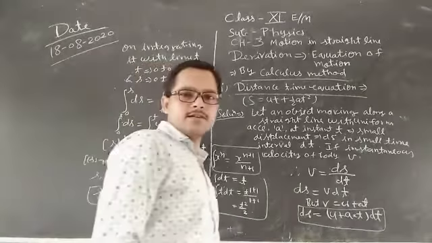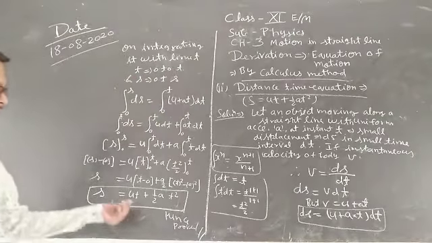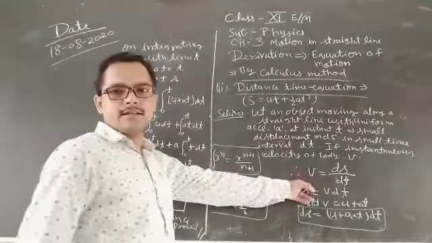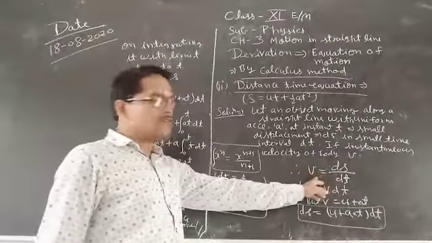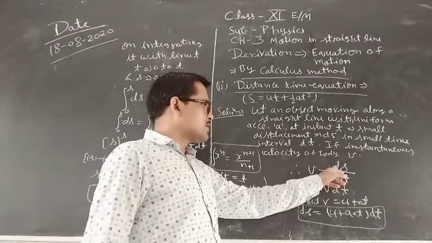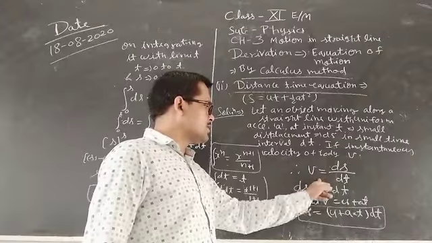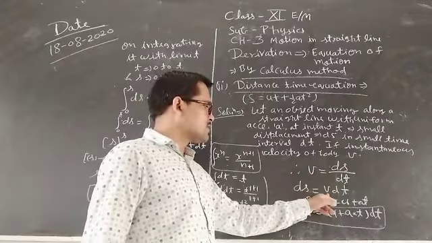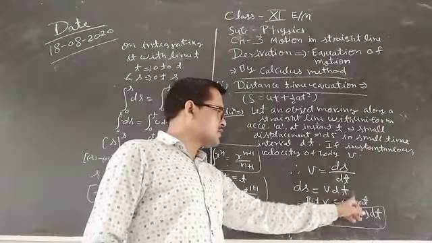Okay, I will repeat it, student. Here, student, v is equal to ds by dt, the instantaneous value. Instantaneous velocity means ds upon dt, at a particular time, for a particular displacement. Then ds is equal to v into dt, but v is equal to u plus at. Put this value: v is equal to u plus at. Put u plus at into dt.